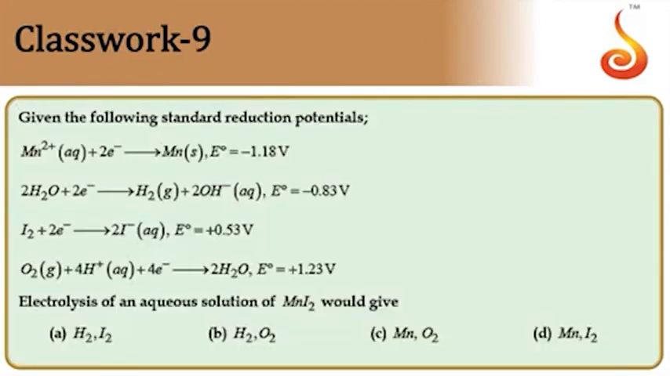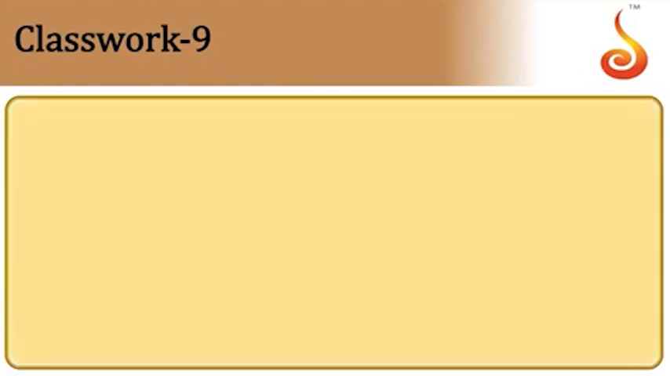Next one. Given the following reduction potentials: Mn plus 2 reduction potential minus 1.18, water reduction potential minus 0.83, iodine reduction potential plus 0.53, oxygen reduction potential plus 1.23. An aqueous solution of MnI2 is electrolyzed. What are the products obtained? Now let us write the basic equation first.